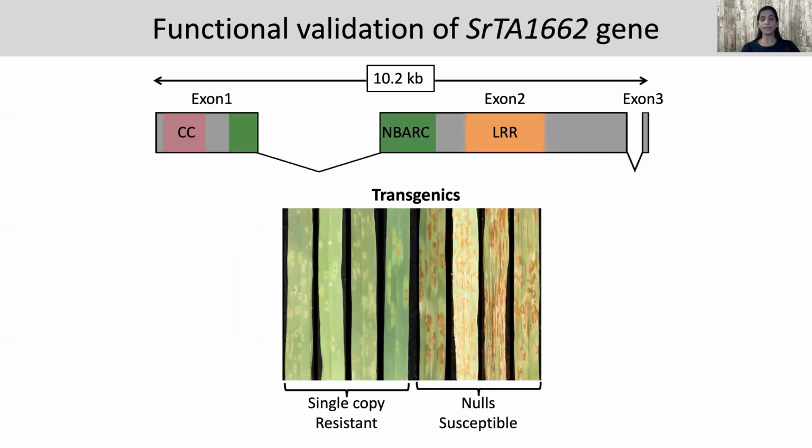The SrTA1662 gene is a typical NLR with CC, NB-ARC and LRR domains. To functionally validate this gene, it was transformed into wheat cultivar Fielder, which was susceptible to this isolate. The transformation was done by Wendy Harwood's group at the John Innes Centre, and upon phenotyping the null and single copy transgenics, I confirmed that this gene was sufficient for providing resistance against stem rust.